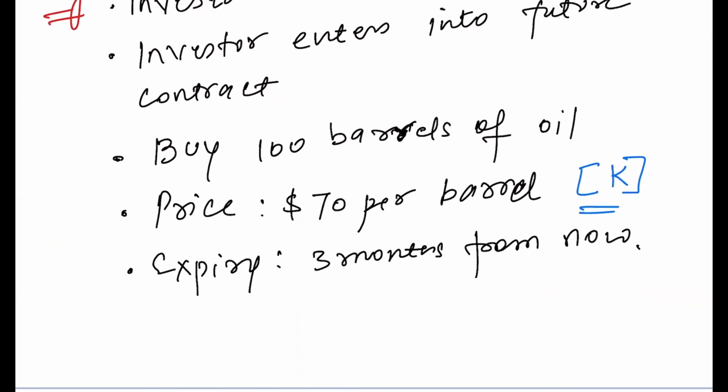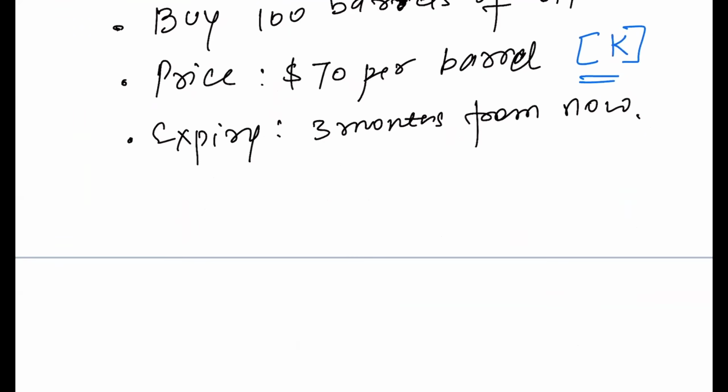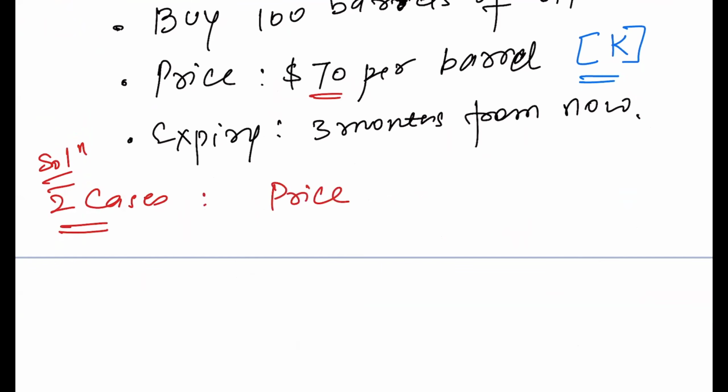Now there can be only two cases. Let's talk about the solution. We know that the investor wants to buy at $70 per barrel. So either the price of oil can increase or, 3 months from now, the price can decrease. These are the only two scenarios of what can happen with oil. We'll take scenario by scenario. Let's take our first scenario.